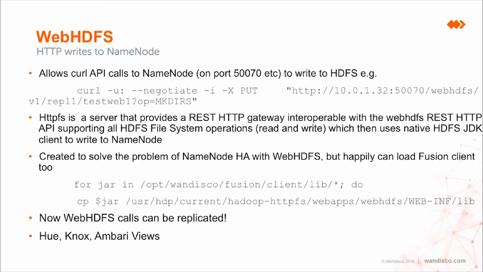HttpFS is a server that provides a REST HTTP gateway interoperable with the WebHDFS REST HTTP API, supporting all HDFS file system operations. This was created to solve the problem of name node high availability with WebHDFS. But this can load the Fusion client too with this command. And now WebHDFS calls can be replicated. This is seen in Hue, Knox, and Ambari views. For example, some of the views that you can look into for Ambari would be Hive View or Hive View 2.